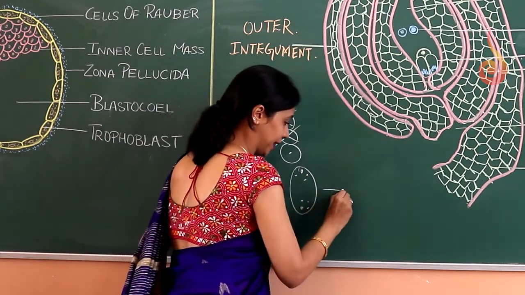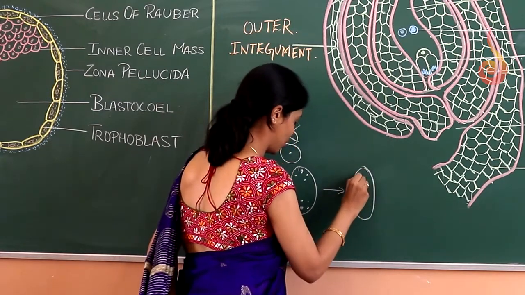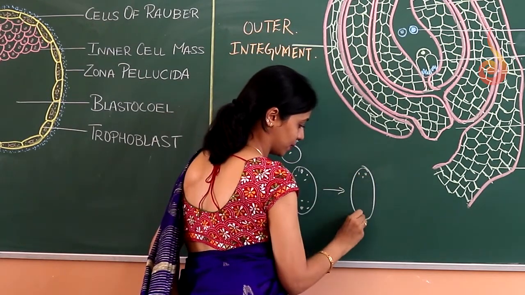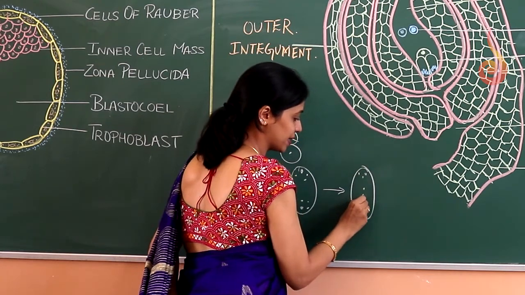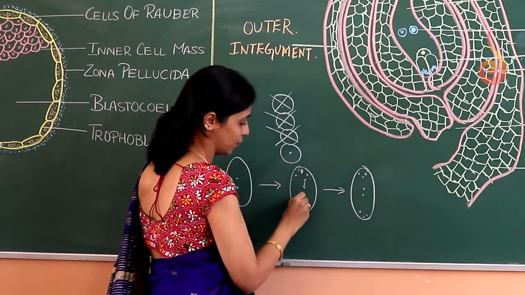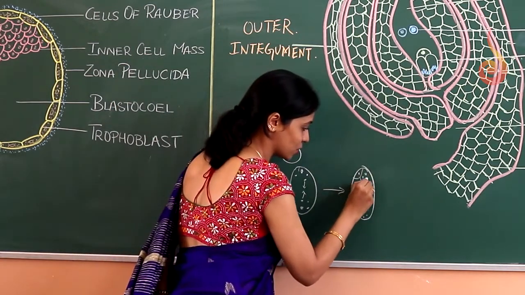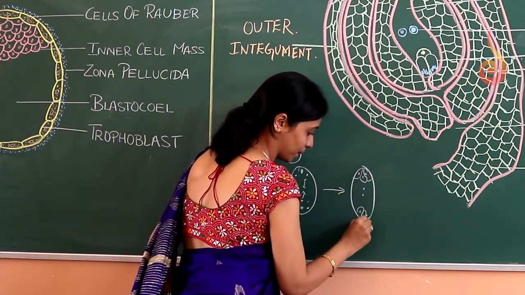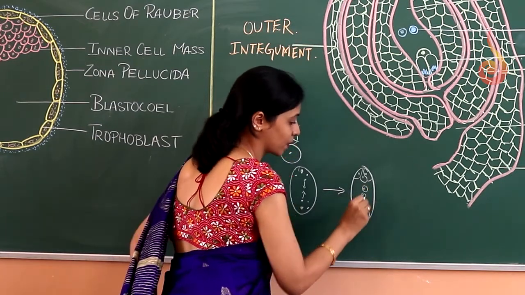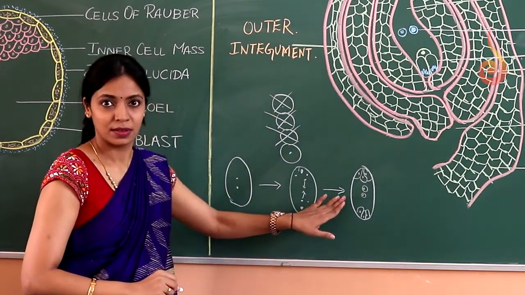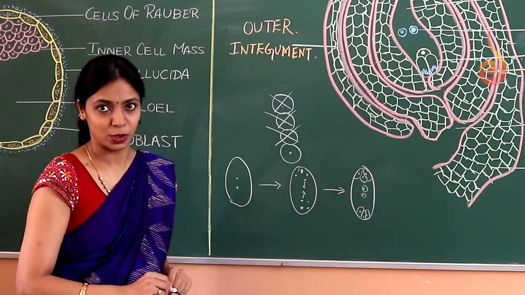Of the 4 nuclei, one nucleus from each pole will migrate to the center, from here to the center, following which cell walls will be formed. This is called the embryo sac or the female gametophyte.